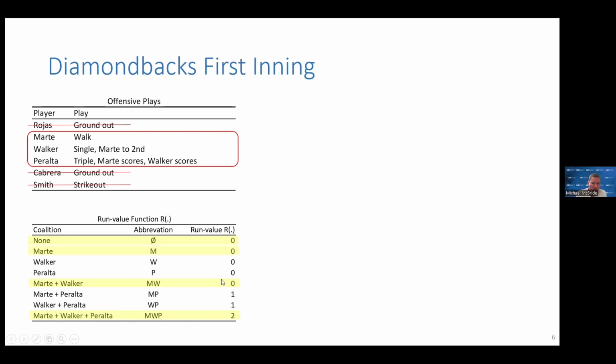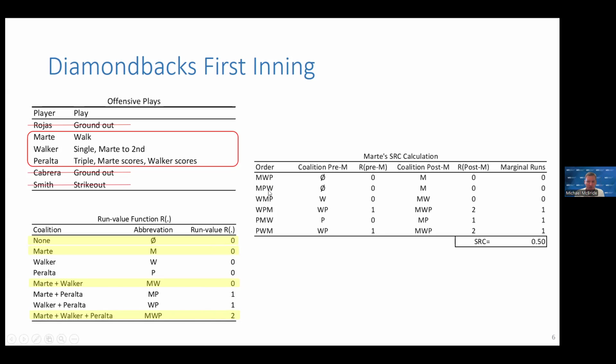Now, common baseball wisdom would give you these numbers here. So for example, if Walker gets a single, gets on base, but nothing else happens, there's no runs. Or if Walker gets a single and then a triple scores him, that's 1 run. So it's common baseball sense that these numbers should be this. But it is a conjecture. It's a hypothetical reconstruction of what that inning would look like with just these events. But this is how we're going to construct a run value function. Once we have the run value function, it's just a simple calculation to get the Shapley value.